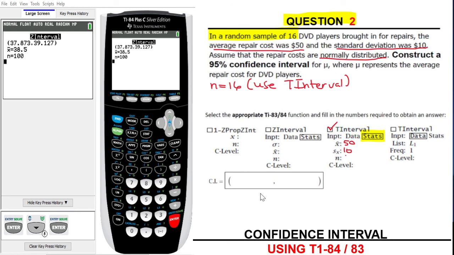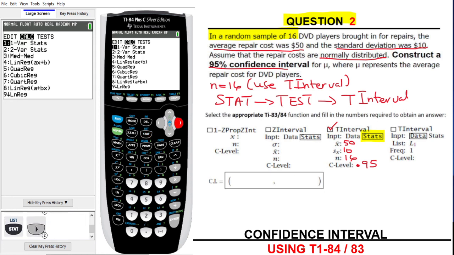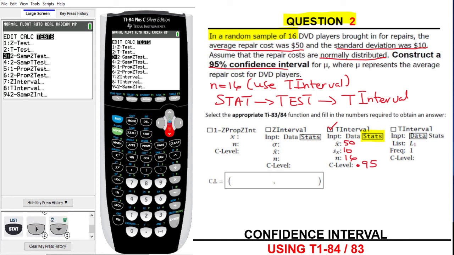The sample size is 16, and then the confidence level, once again they want us to do a 95% confidence level, so we're going to put 0.95. Remember that confidence level is a probability, and because it's a probability, you have to change it into decimal form. So what should we do? We are going to start, then select test, then select t interval. All right, so let's go ahead and do that. Okay, so start, test. Now t interval should be number 8, I believe.